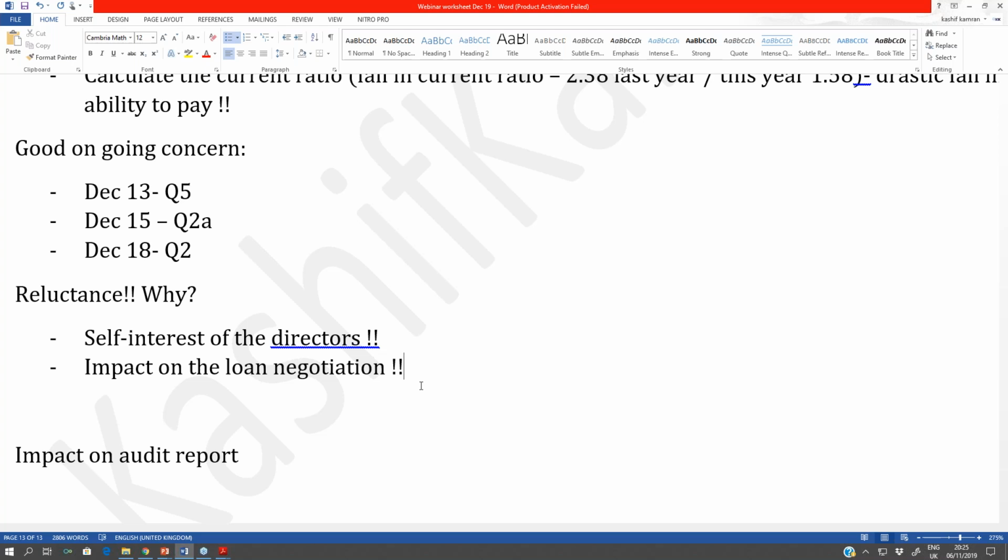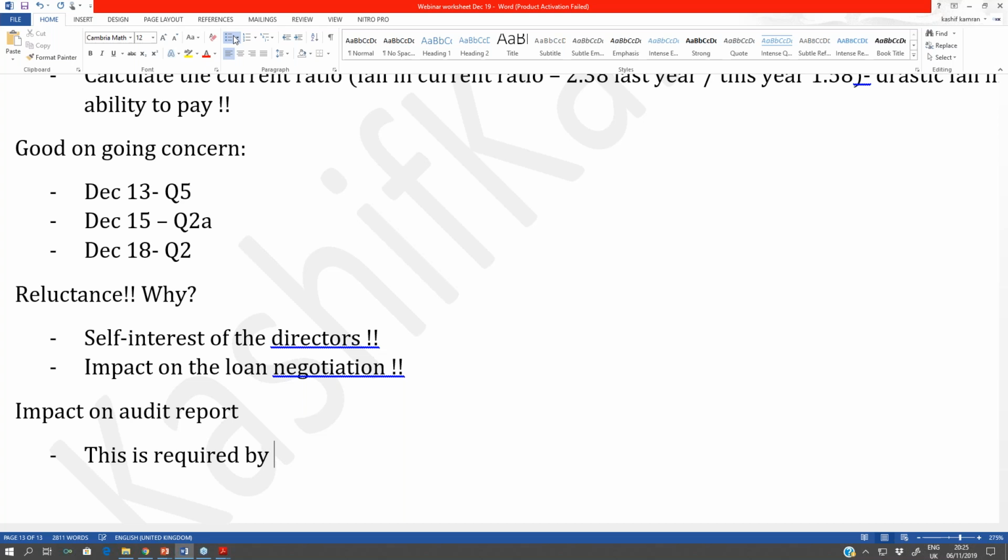True. If I can get your answers. Will the bank be hesitant of giving you a loan if you make this disclosure? So reluctant. So there are some logical reasons why the management is reluctant to give a disclosure. But do you believe this disclosure is a requirement of the accounting standards? Impact on the report? When you're writing the impact on the report, the first thing you're telling is that this is required by the accounting standards.